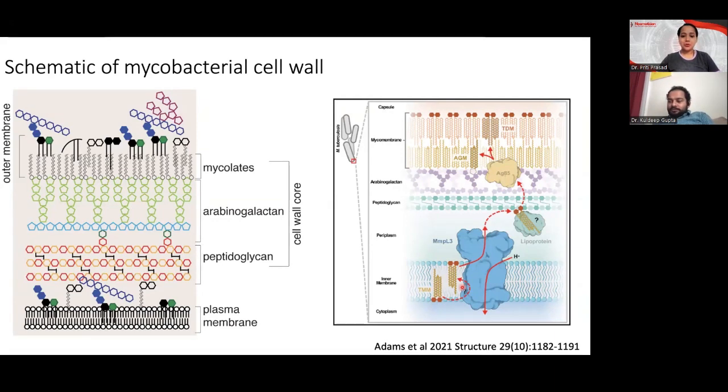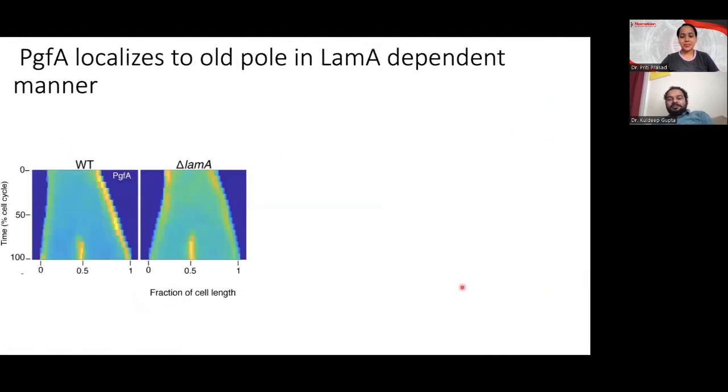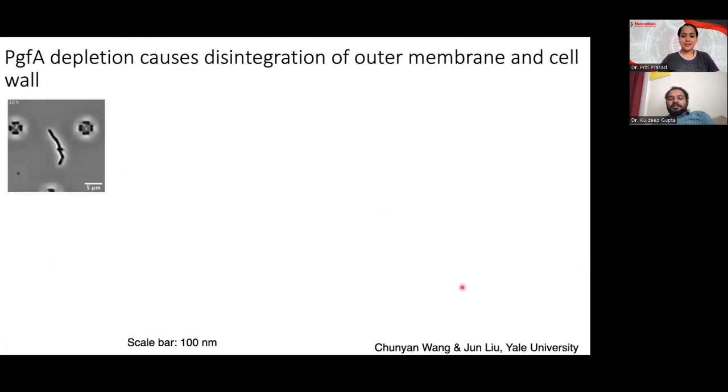So the main conclusion of this study is that if we target the PGFA gene, we will definitely decrease the number of copies of mycobacteria in a short time. That is the take-away note from this presentation.